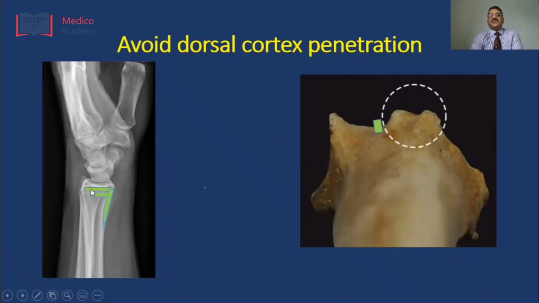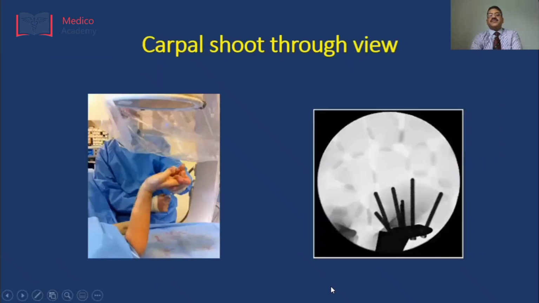So when you're choosing your screw lengths, it is important to maintain adequate length and keep them short of the dorsal cortex. A carpal shoot-through view is very useful. Once your fixation is complete, you can take this C-arm picture, which actually gives you the outline of the dorsal cortex and the position of the screws with respect to the dorsal cortex. If your fixation is stable, you can go for this view, and this will tell you whether any of your screws has penetrated the dorsal cortex.